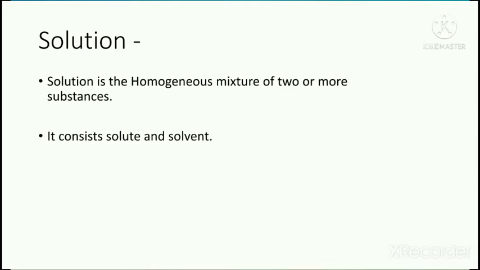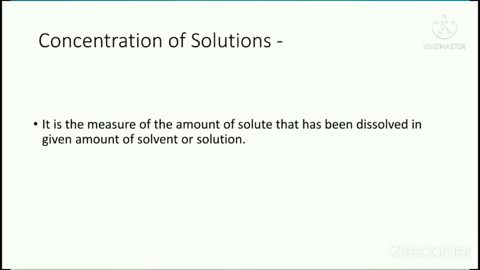For example, we'll take the example of solution. In saline solution, salt is the solute dissolved in water as the solvent. Means in this saline solution, salt will act as solute and water will act as solvent. Now, students, there is another definition which is related to solution and which is important, that is concentration of solutions.